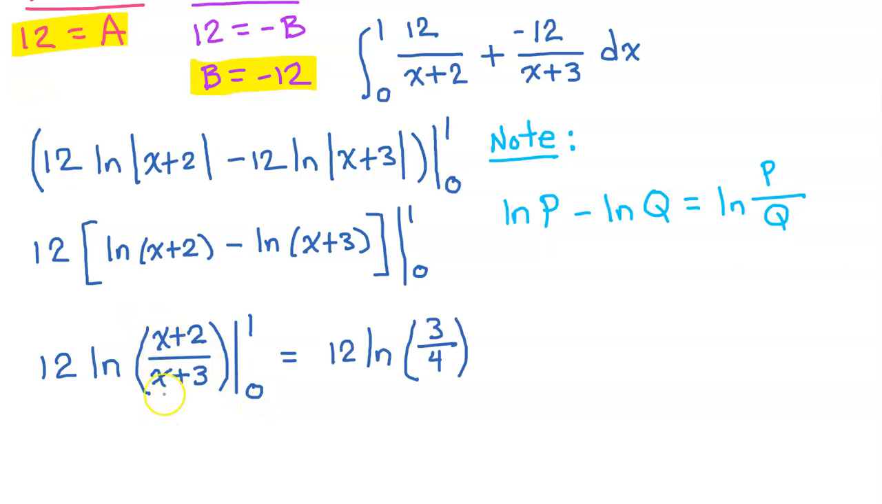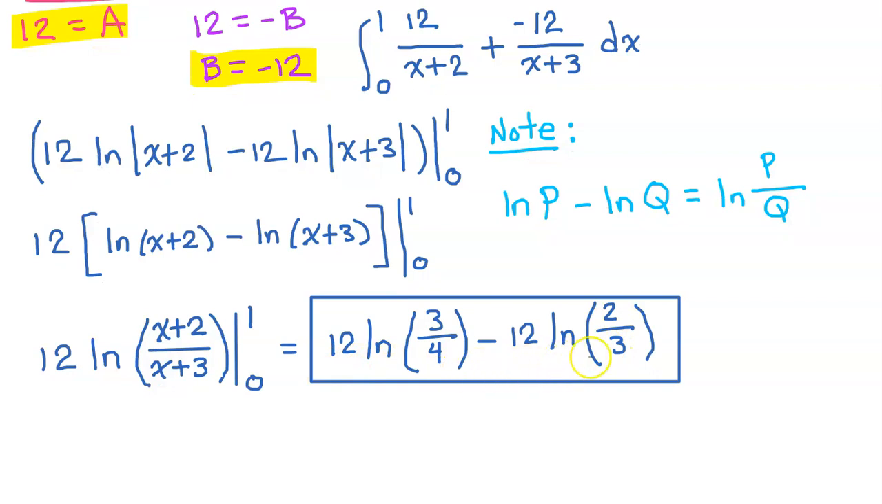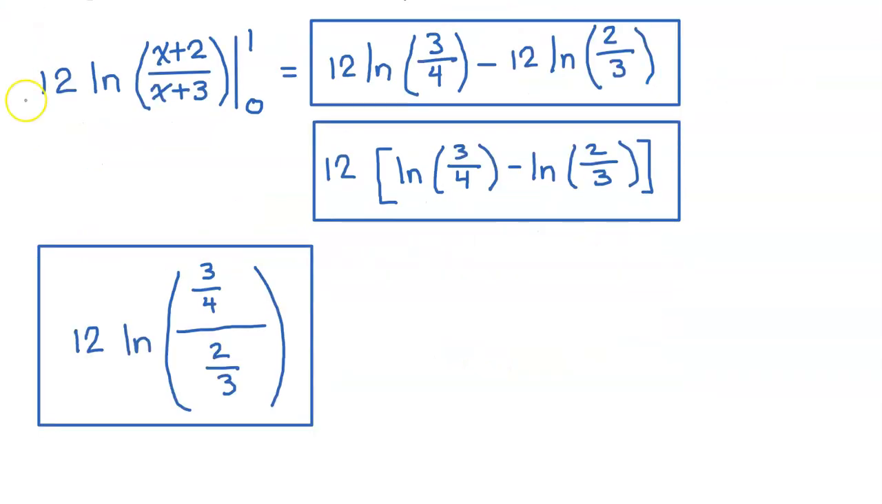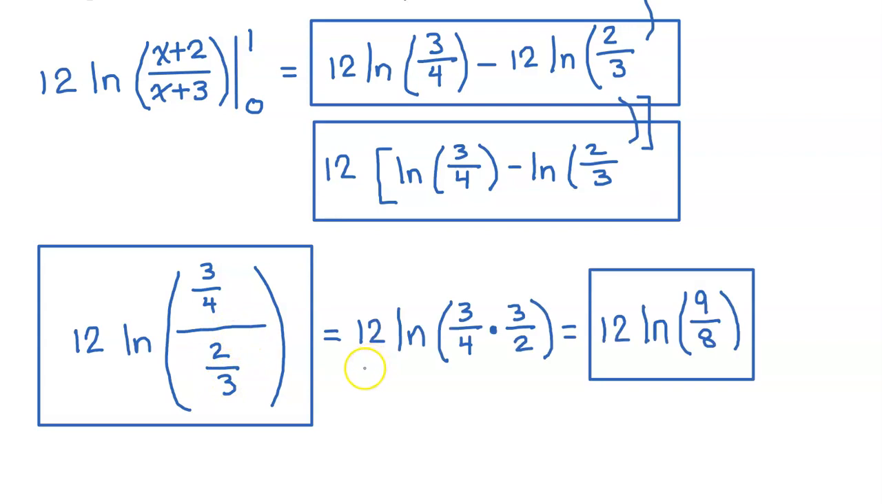If we plug in 1 for these x's, we get 3 over 4. If we plug in 0, we get 2 over 3. So this is one version of the answer, but let's simplify a little bit. So here's another version of the answer, but we can use this same property of logarithms to simplify again. So here's another version of the answer, but when you divide by a fraction, you multiply by the reciprocal. And that gives us this. So the final answer is 12 natural log 9 over 8.